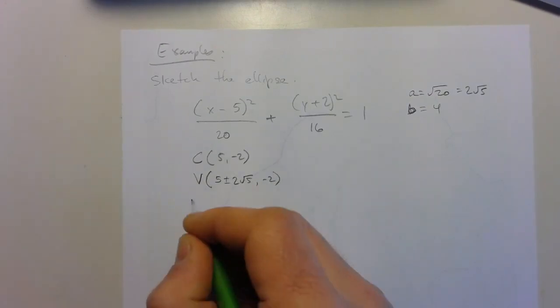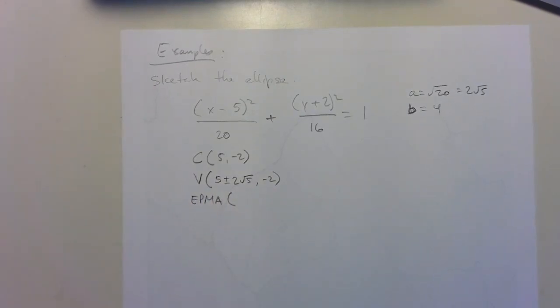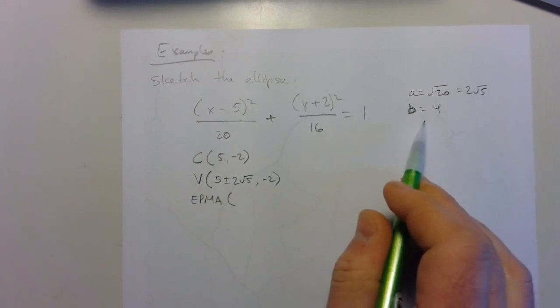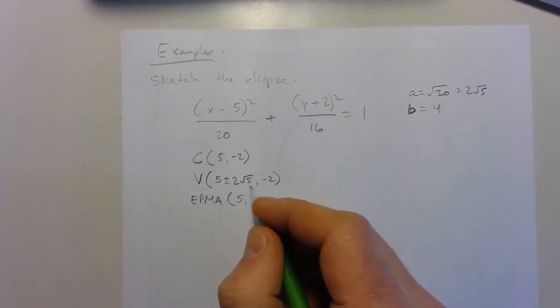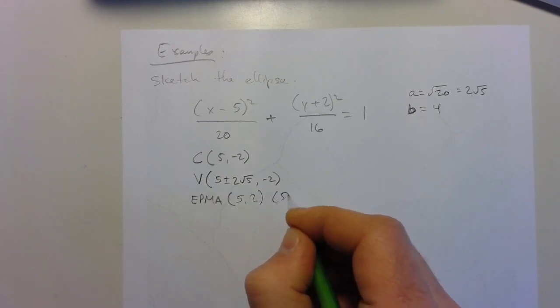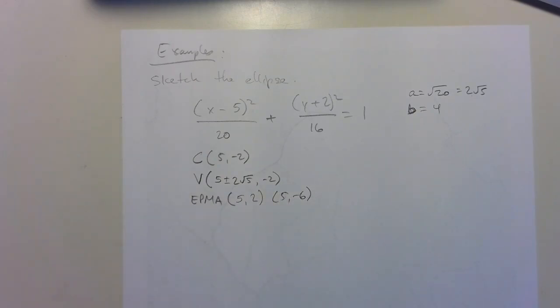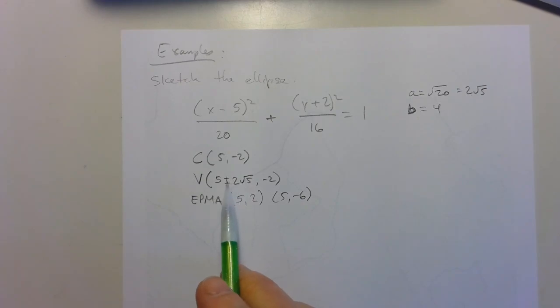My endpoints of the minor axis, I'm going to take this and move in the vertical direction, up and down 4. So I'm going to add and subtract 4. If I add 4, I get that, and my other one's going to be like this. Because I can write it without the plus or minus, there's no real reason I can't combine these. This one I can actually see those coordinates.